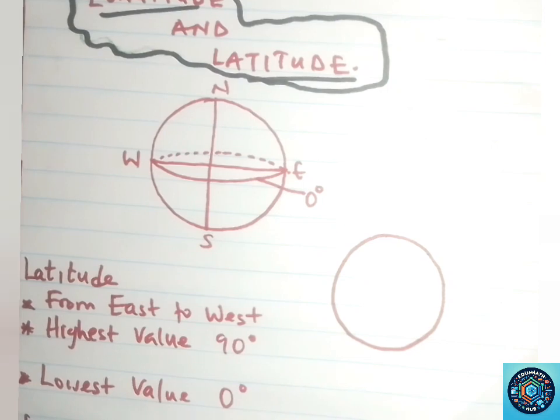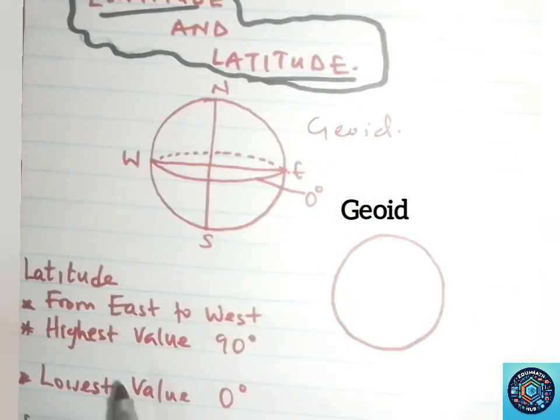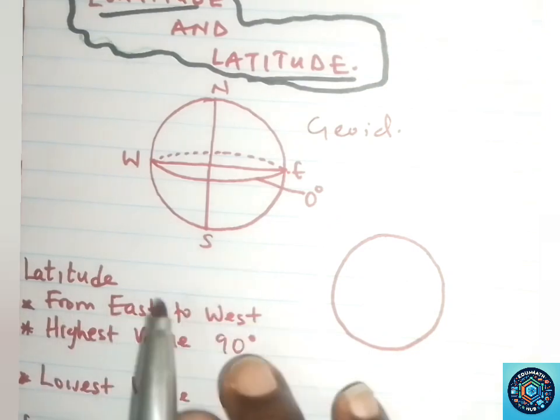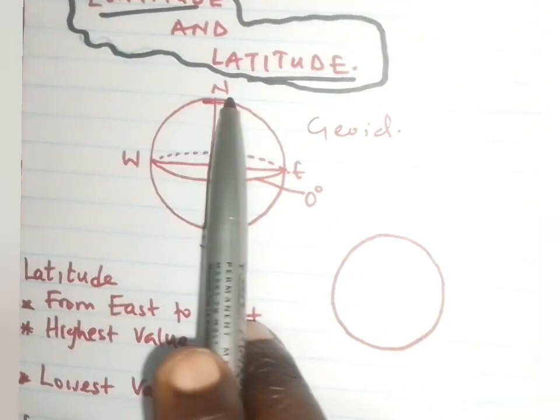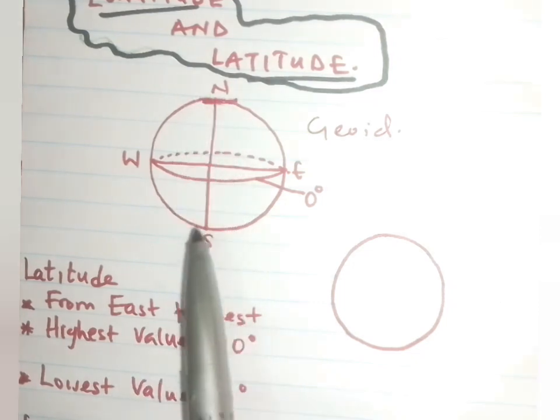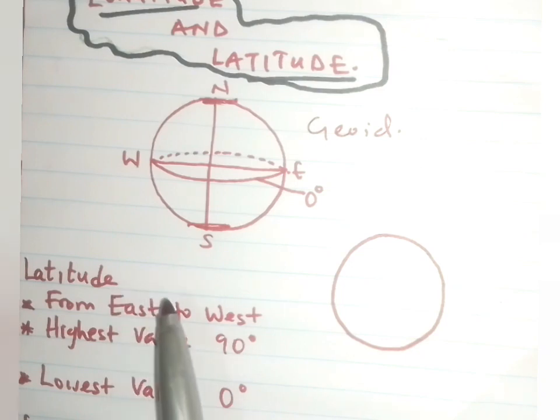So let's take it like this. Now, we're going to start with the shape of the Earth. The shape of the Earth is a geoid. That is the shape of the Earth. It's kind of spherical. It is flattened at the top. It's a bit flat at the top here, at the North Pole and at the South Pole. It's basically just like the shape of an orange.